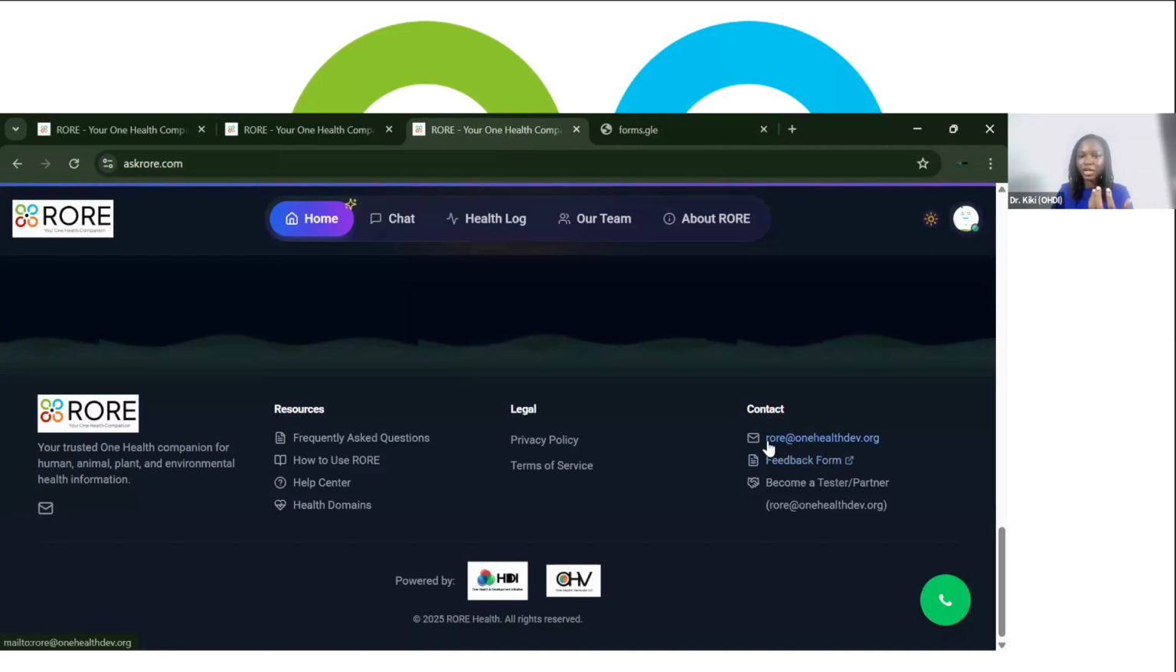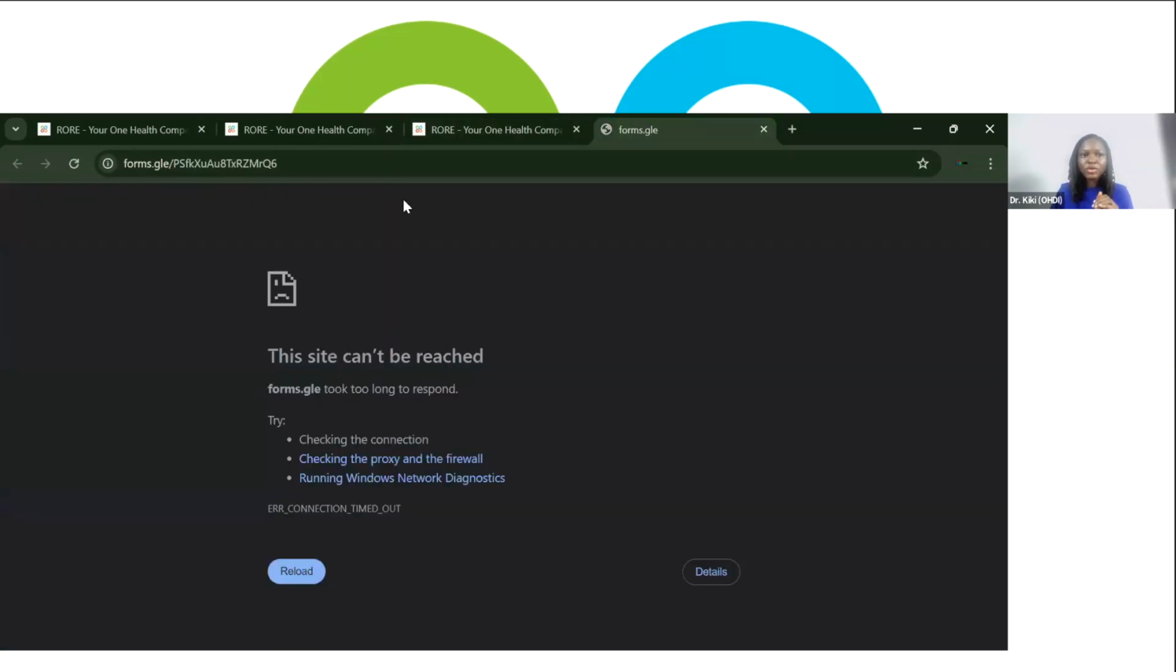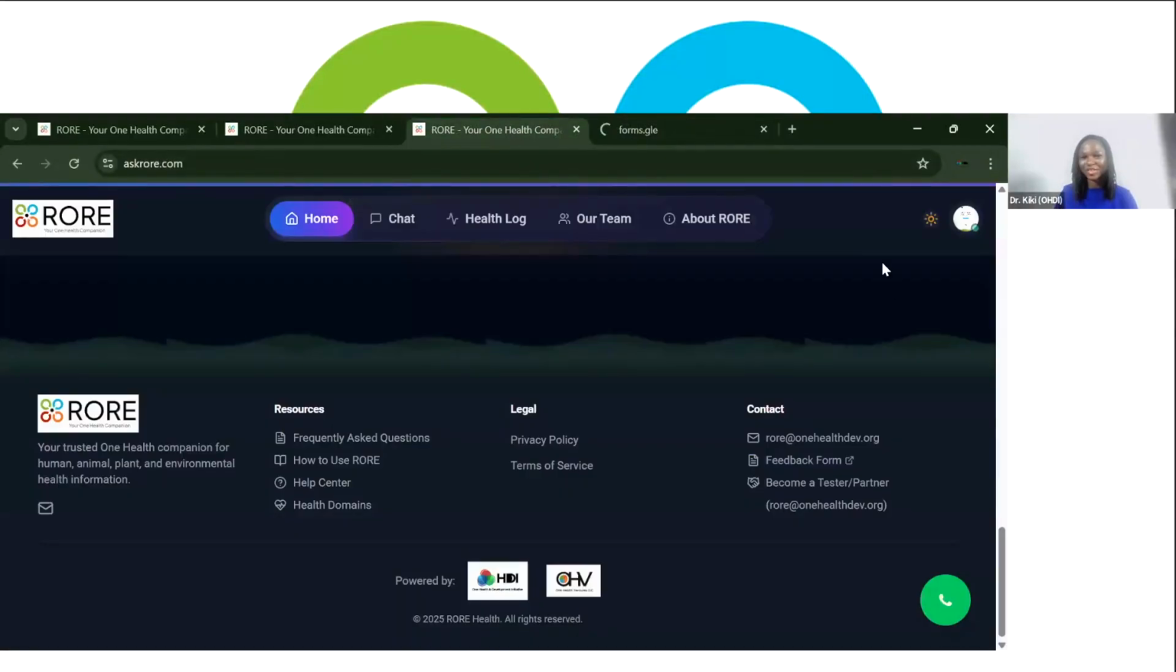The other option is that you can also go ahead and send an email to rore@moneydev.org, and we'll respond to you immediately. I don't know why this form is not opening, but team, we need to address this. If it's not my internet, we need to address why this is not opening. I hope that answers your question.